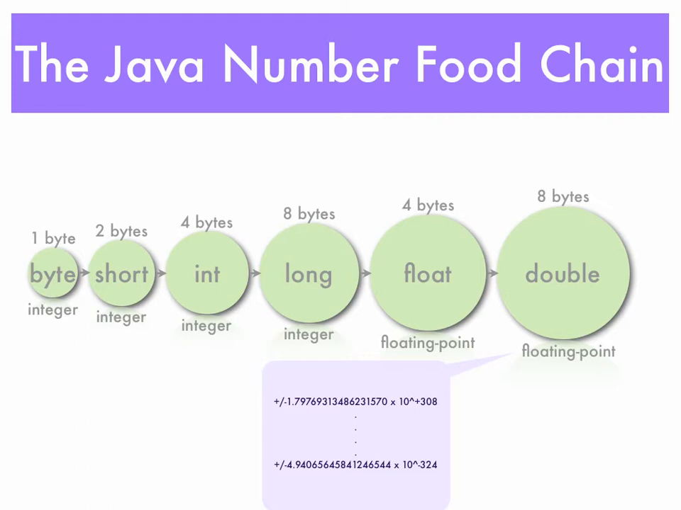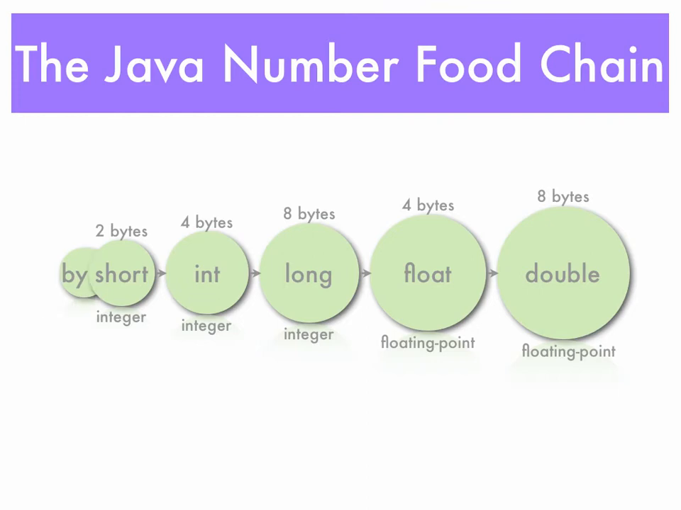The other end of the range is positive and negative 4.940656458412 times 10 raised to the -324th, which means I can move that decimal position 324 positions to the left, an even wider range of numbers than we find in the float. Now this is the completed number food chain for Java, all the primitive types that will hold numbers. We have on the low end the byte, the high end the double.